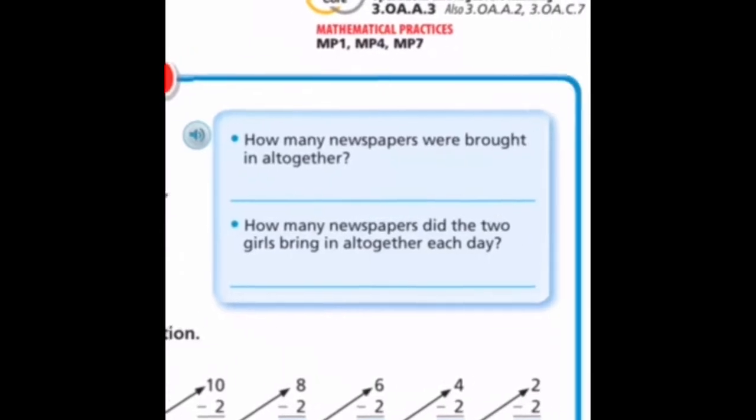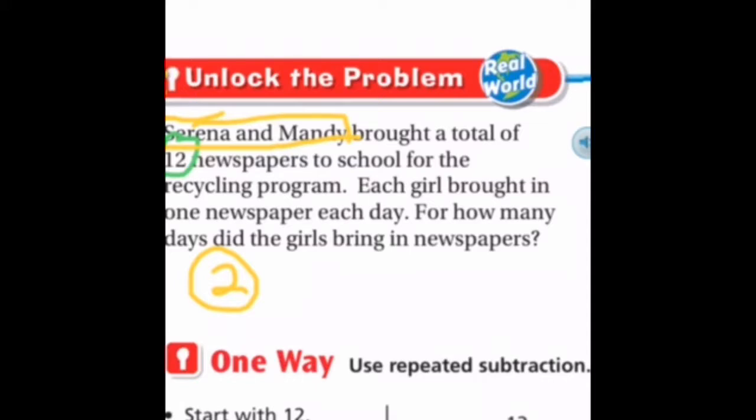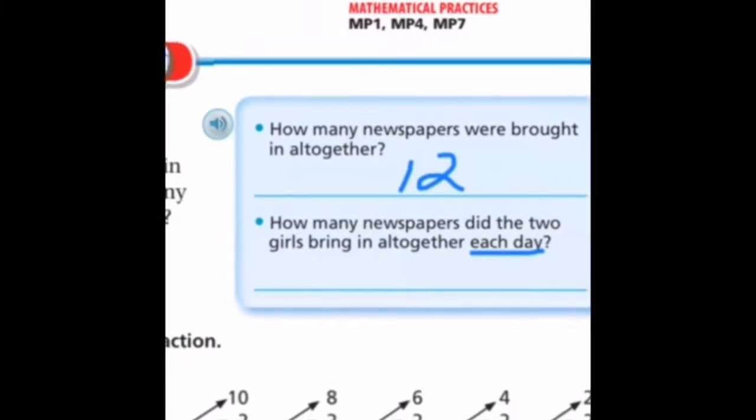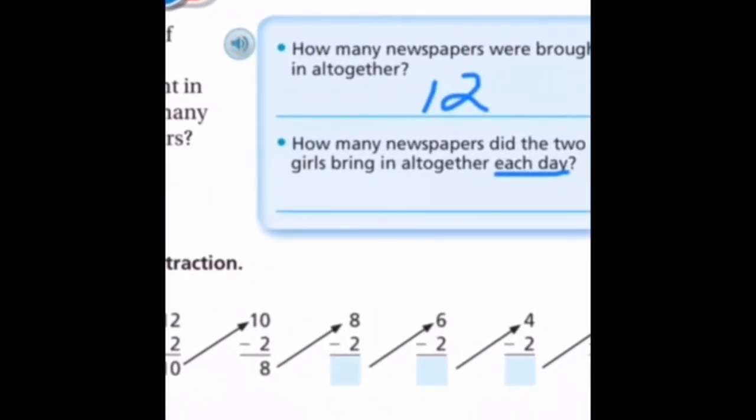All right, so let's look over here at our blue box, and the first question says, how many newspapers were brought in altogether? So if we look back at our story problem here, it looks like there were a total of 12 newspapers brought in. So we can write 12 in that spot. How many newspapers did the 2 girls bring in all together each day? And I just talked about that. Each girl brought in 1, so that means they brought a total of 2 each day together.